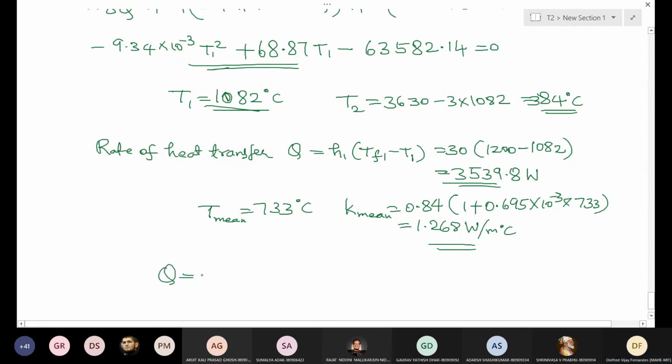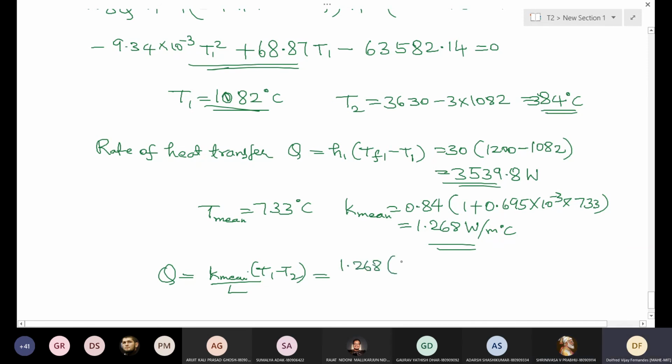Conduction area is 1, so you can write this as K mean into T1 minus T2 divided by the length L. The heat transfer rates are equal, right? Yeah, it should be equal. This is for verification, so just check it.